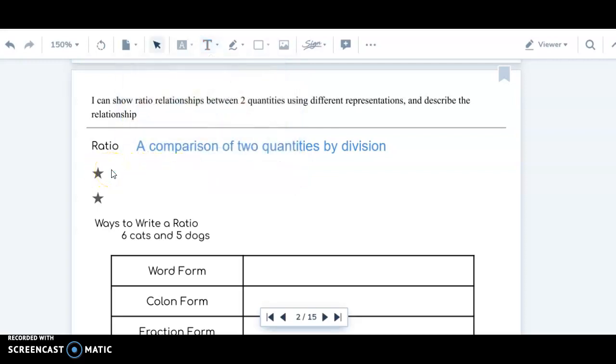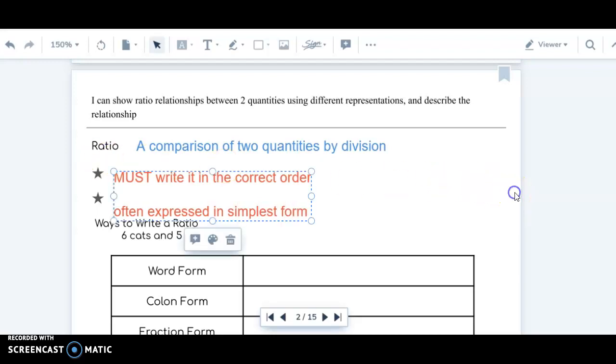It's that you must write it in the correct order, okay? Also, it's often expressed in simplest form, okay? That just means we're going to use as small of numbers as possible, okay?